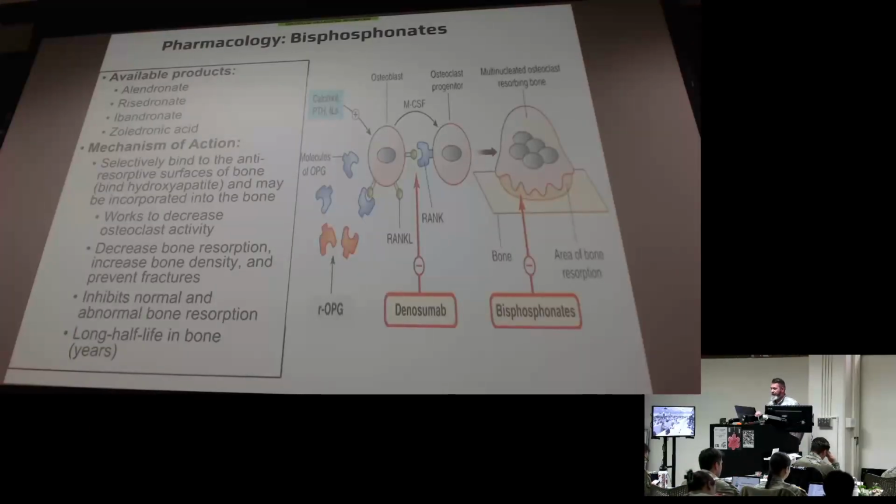All right, moving into the first drug class we're going to discuss today, the bisphosphonates. First line therapy. They're the first we're discussing, and they're first line. This is your first line in osteoporosis.